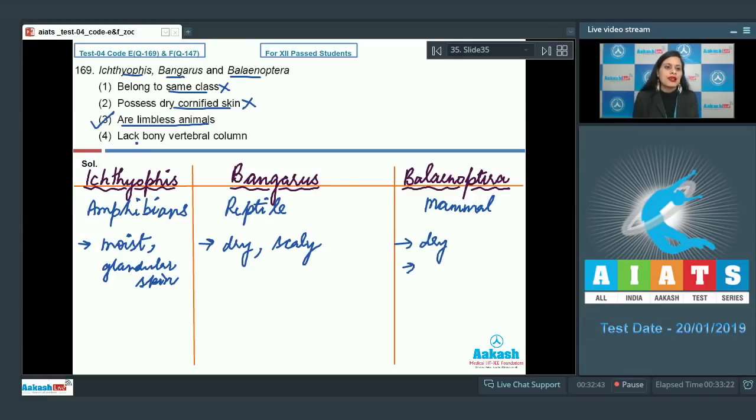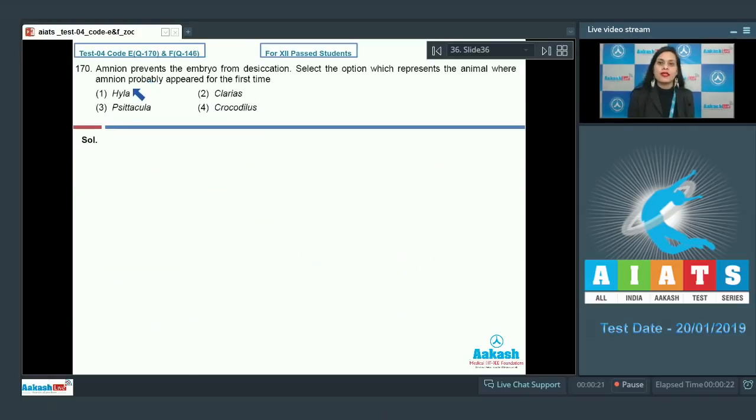The last option is lack bony vertebral column, and this is an incorrect option because they all have bony vertebral column. So the correct answer to this question is option number 3. Let's discuss our next question. Question number 170. Amnion prevents the embryo from desiccation. Select the option which represents the animal where amnion probably appeared for the first time. And the options are Hyla, Clarias, Psittacula, and Crocodylus.